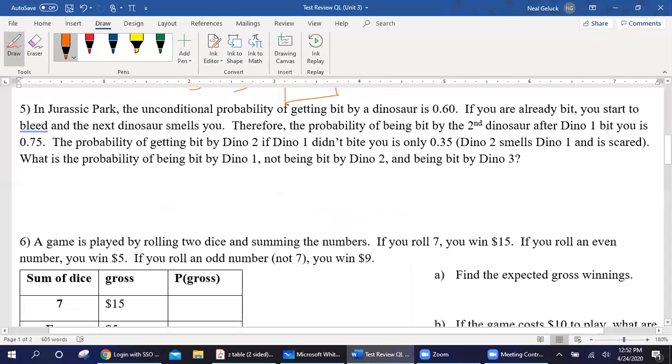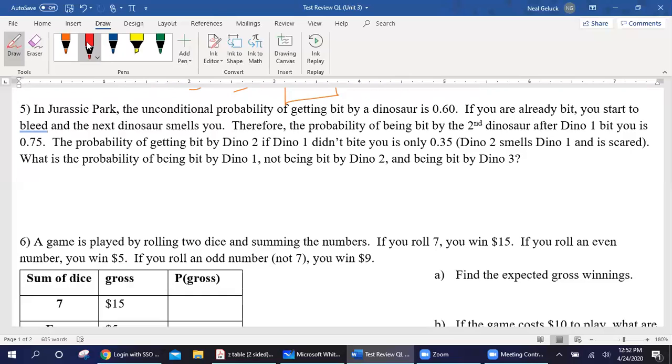For number 5, we're in Jurassic Park. The unconditional probability of getting bit by a dinosaur is 0.6. If you're already bit, you start to bleed, the next dinosaur smells you. Therefore, the probability of getting bit by a second dinosaur after dinosaur 1 bit you is 0.75. The probability of being bit by a second dinosaur if the first one did not bite you is only 0.35.